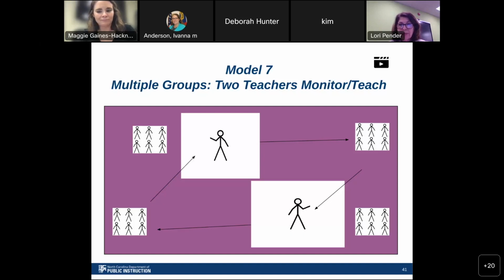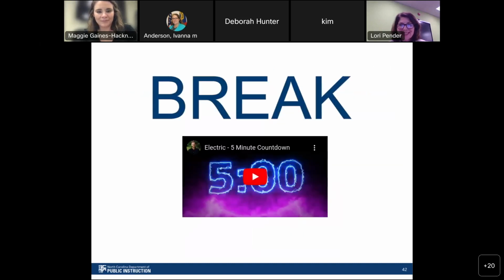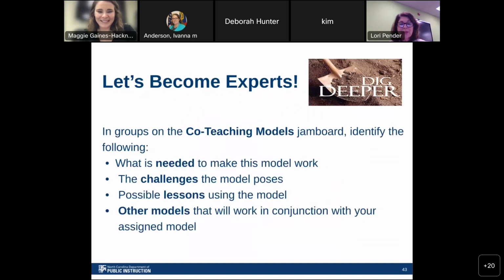We are. Okay, and we've had our break, right? So we're going to move on to Let's Become Experts. We're going to dig a little deeper now into these co-teaching models. So I'm going to put you in groups, fairly small groups, and we're going to do a co-teaching model Jamboard.